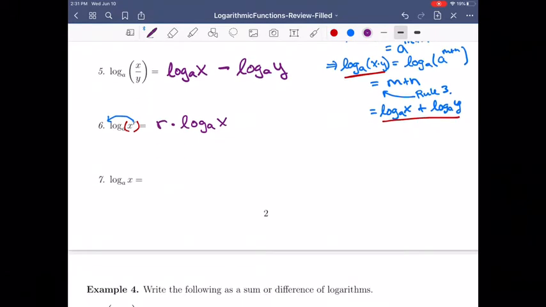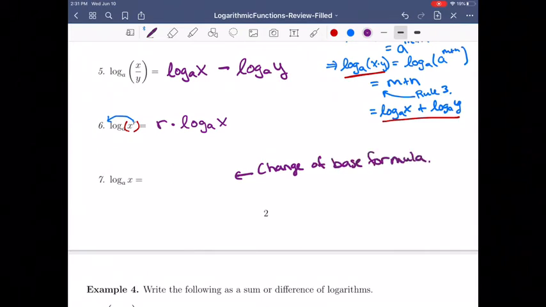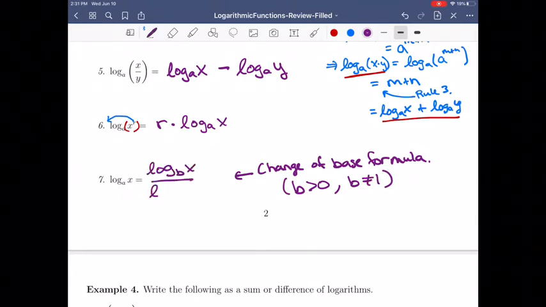This last one is a bit weird because there's nothing really to do, but this one is called the change of base formula. If I don't like base a, I can switch to base b. Now b needs to be an allowable base, so it needs to be positive and not equal to 1. So I can take log base b of x and divide by log base b of a.